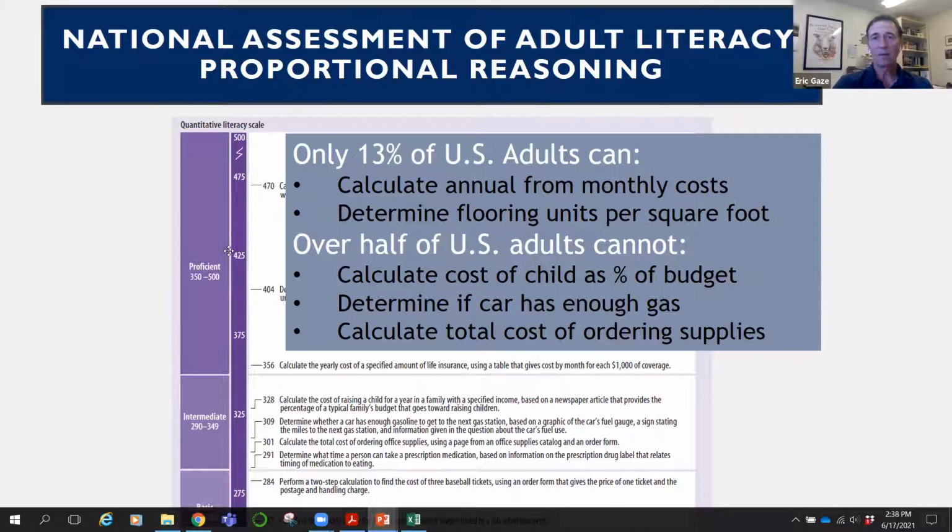Only 13% of US adults can actually calculate annual from monthly costs or determine flooring units per square foot. And so one of the things that we want to think about when we're using spreadsheets is how do we develop our students' proportional reasoning skills alongside using spreadsheets or Excel in our classroom. So let me get back here.